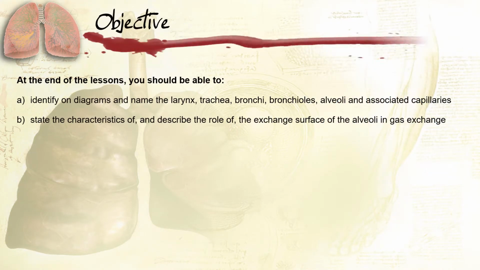So in this video, you'll learn how to identify on a diagram the larynx, trachea, bronchi, bronchioles, alveoli, as well as associated capillaries. For the last part on capillaries, I don't think there's a name assigned to them. You just need to know that the capillaries surround the alveoli. You will learn what alveoli are later. Then you are going to state and describe the role of the exchange surface of the alveoli.